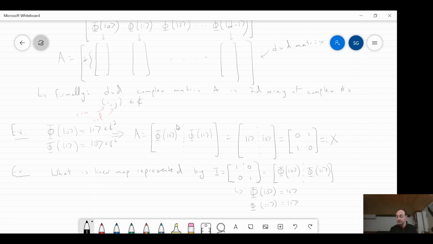So what is this map doing? This map is not doing anything. It's just mapping 0 back to 0 and 1 back to 1. So this is the identity map, and in terms of its specification as an action on a basis, you can always write it this way.